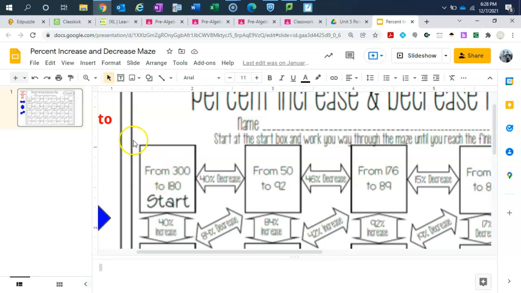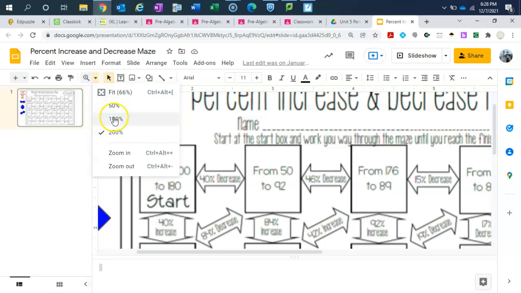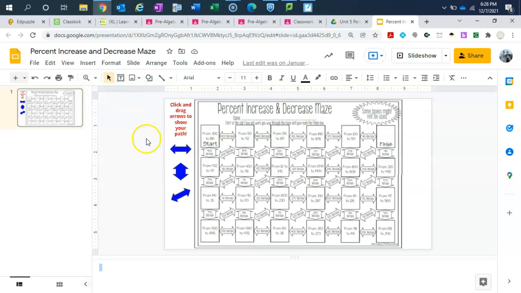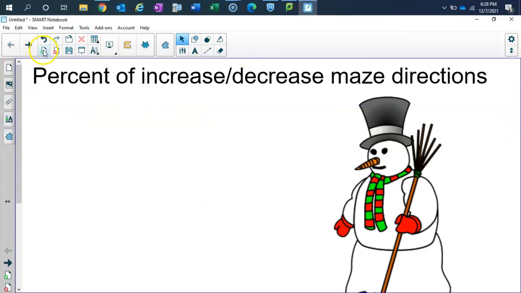So you can see that this first box, this is the start box, is from 300 to 180. So I'm going to zoom back to 66. And see these arrows over here? What I need to do, and you need to do this work on a piece of paper, okay? You need to find the percent of increase or decrease from 300 to 180. So let's review how to do this.